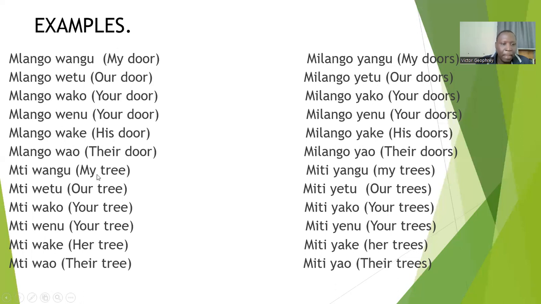Mti wangu, my tree. Miti yangu, my trees. Mti wetu, our tree. Miti yetu, our trees. Mti wako, your tree. Miti yako, your trees. Mti wenu, your trees. Mti wake, her tree. Miti yake, her trees. Mti wao, their tree. Miti yao, their trees.